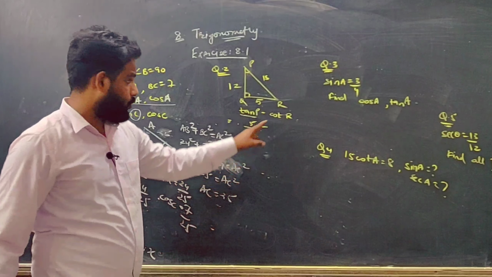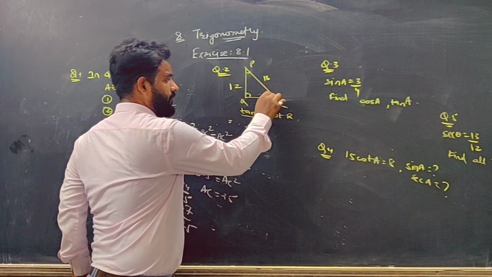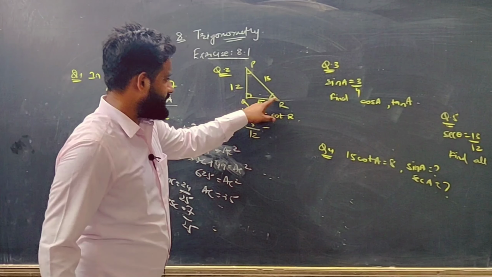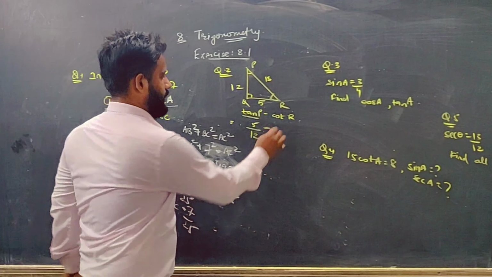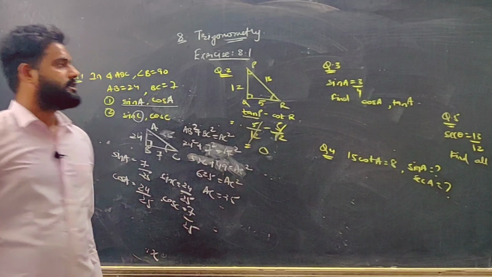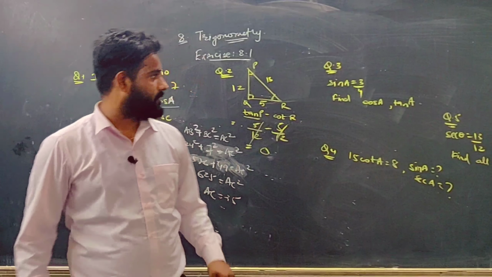Cot R. Now R is the theta. So you have to ask yourself from here. Cot R is equal to adjacent upon opposite. So what is adjacent to this R? 5 upon 12. So 5 upon 12 minus 5 upon 12 cancel, and the answer will be 0. I hope it is clear. The next question, that is question number 3.